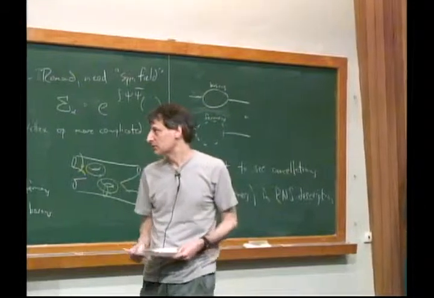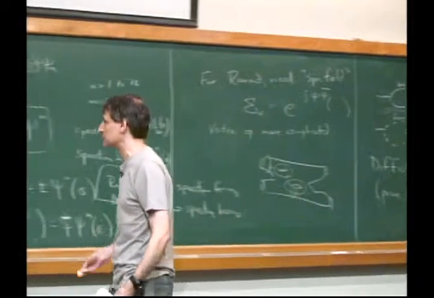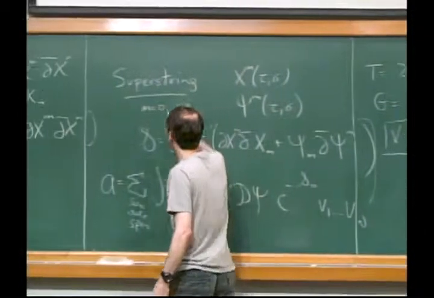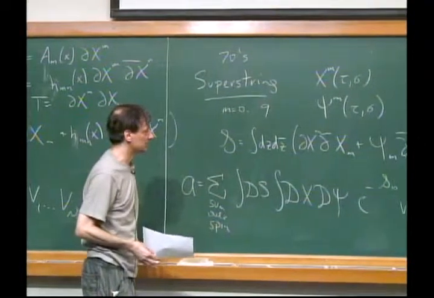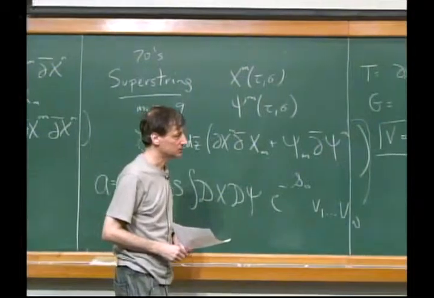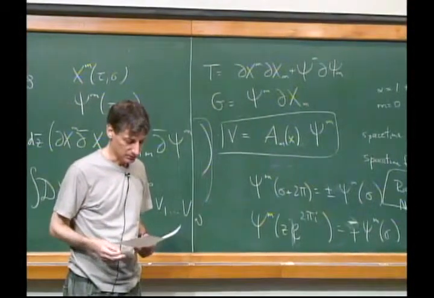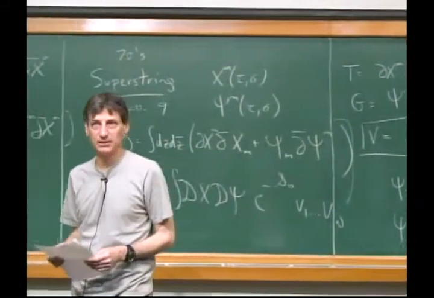So soon after this was developed, so this was developed in the 70s, there were attempts to try to get formulations in which the space-time supersymmetry was easier to see. Okay? So that's the next thing I want to talk about. But any questions?